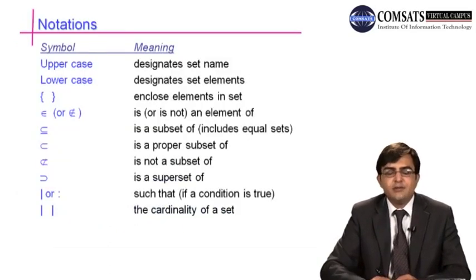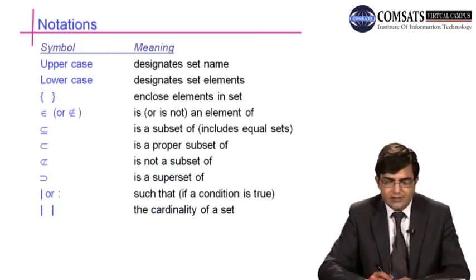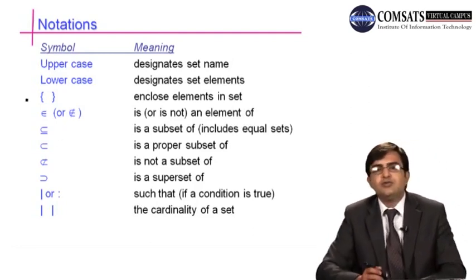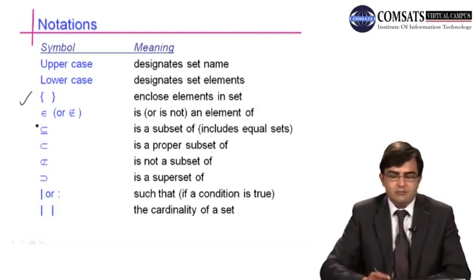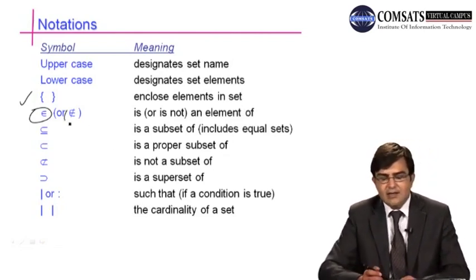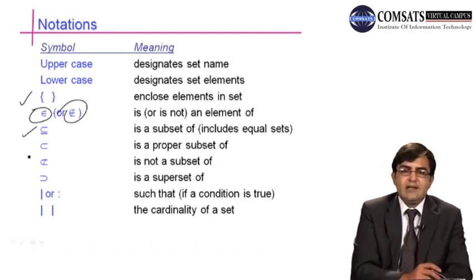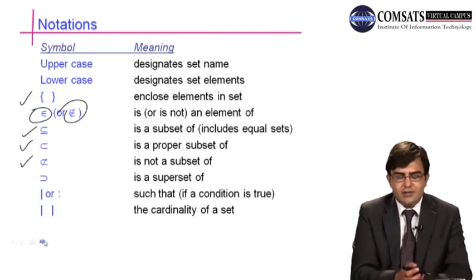The next topic: we have used some notations in set theory. An uppercase letter designates a set name, and a lowercase letter designates a set element. These brackets are used to enclose the objects, the elements of the set. This notation denotes is an element of or is not an element of. This notation is used for improper subset; it may be equal, it may be proper. This one is particularly used for proper subset. This notation is used for not a subset of.